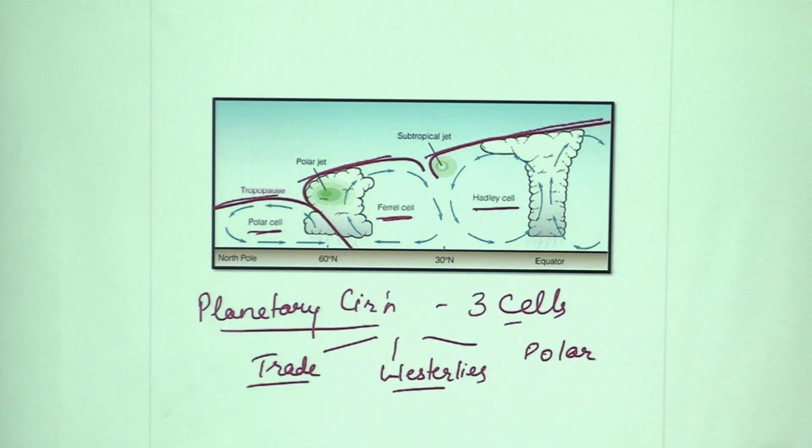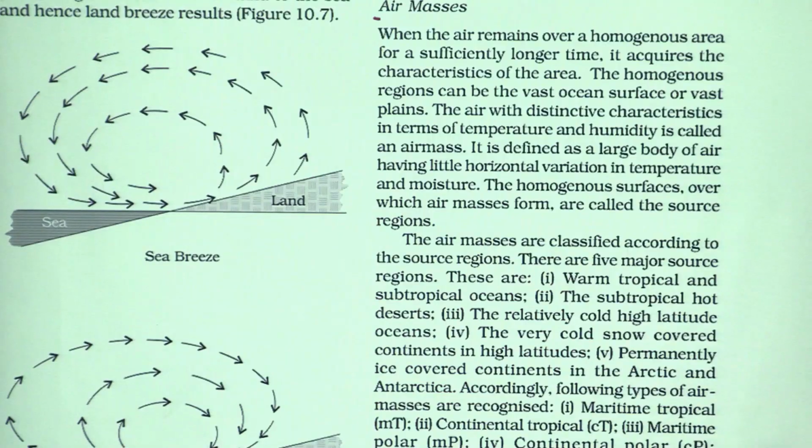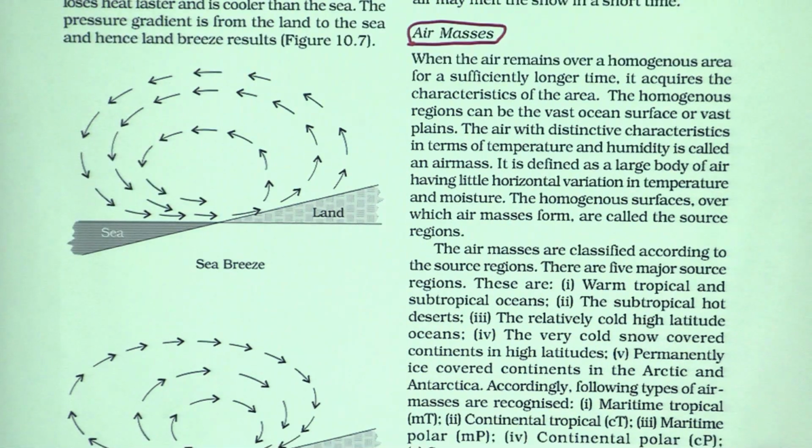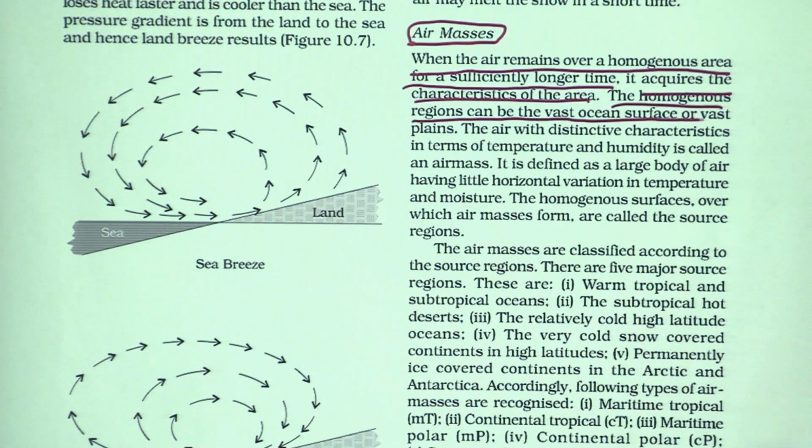Let us start with air masses. The air masses from our NCERT: when the air remains over a homogeneous area for a sufficiently long time, it acquires the characteristics of that area. The homogeneous region can be a vast ocean surface or a vast plain. The air with distinctive characteristics in terms of its temperature and humidity is called an air mass.